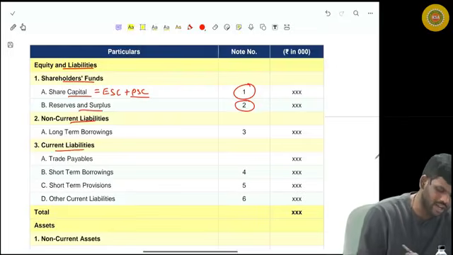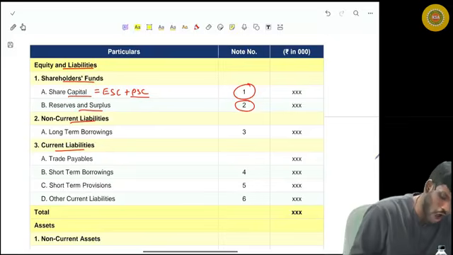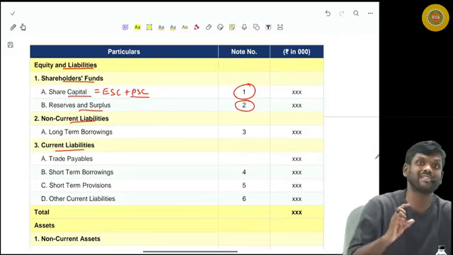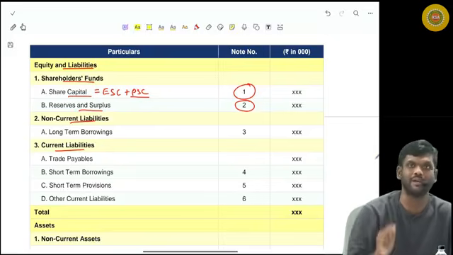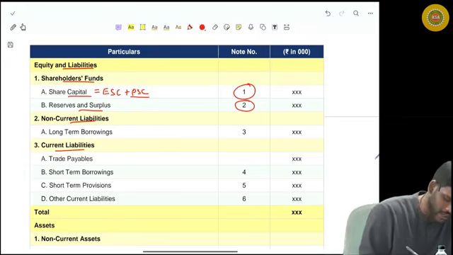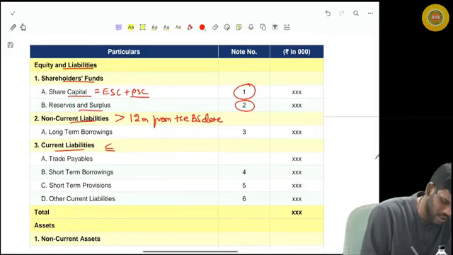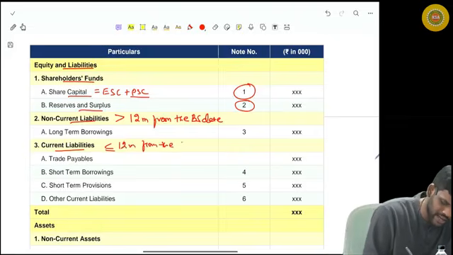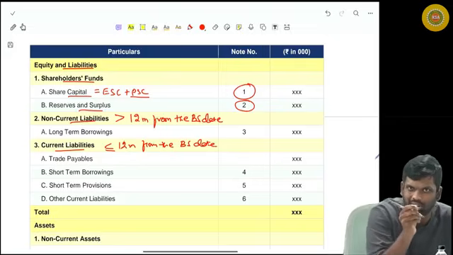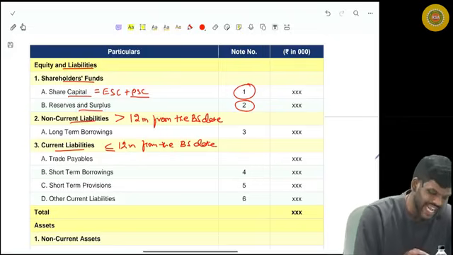So under non-current liabilities, we will have long-term borrowings. These borrowings are repayable after 12 months from the balance sheet date. So here what is important is greater than 12 months from the balance sheet date. That is very, very important. This is less than or equal to 12 months from the balance sheet date. This is also very, very important. You should know what should come in current liabilities, what should come in non-current liabilities.